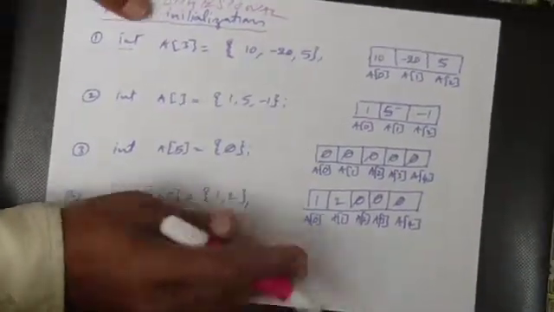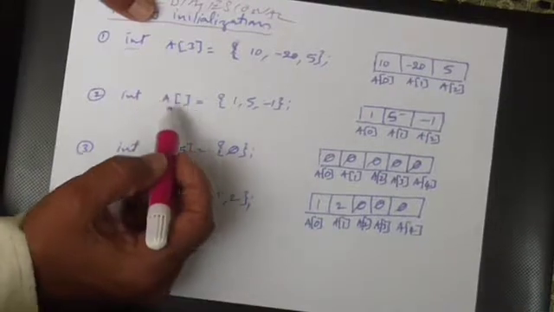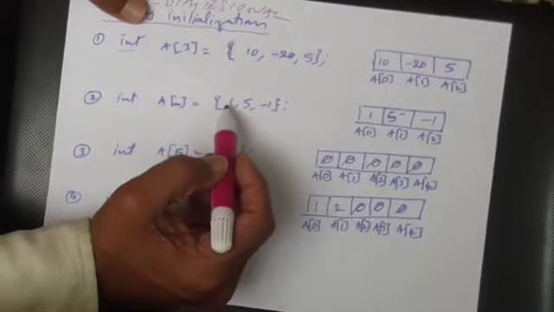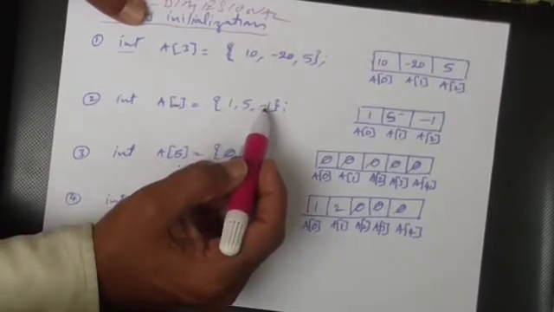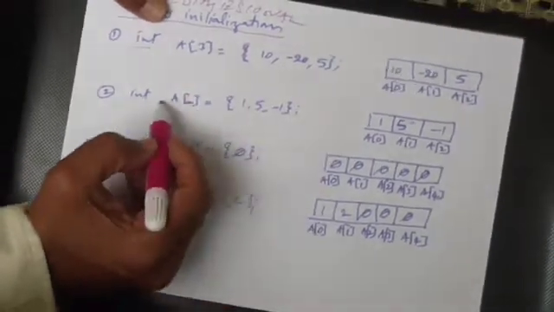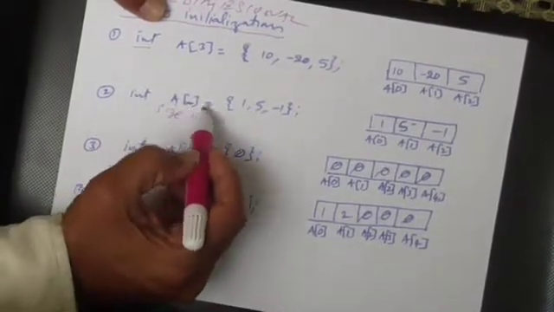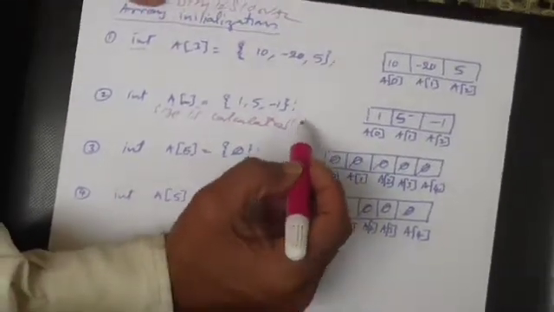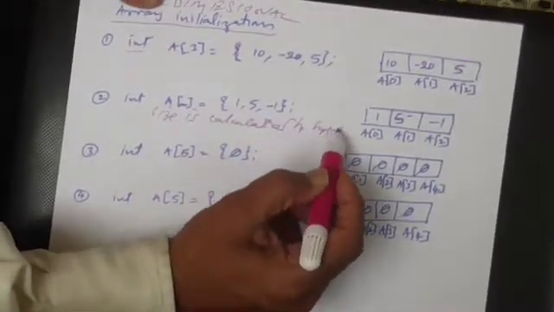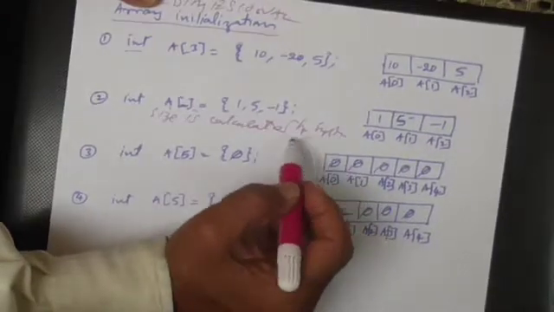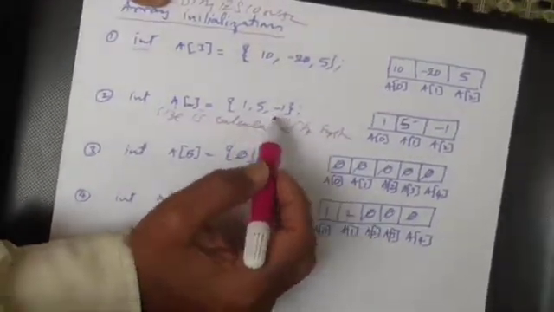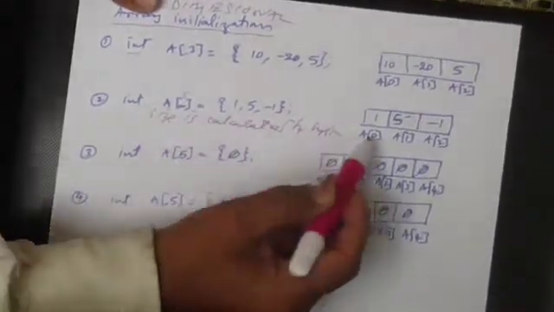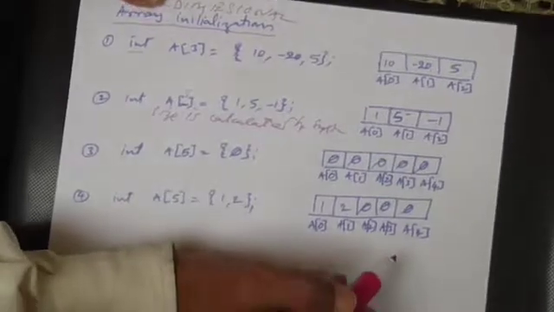Coming to the second one, where I have written int a[], and I have purposefully left it blank, and initialized it to 3 values: 1, 5 and -1. So here the size is calculated by the system, not by us. While running the language processing system, it will calculate it, and it will take the size to be 3.